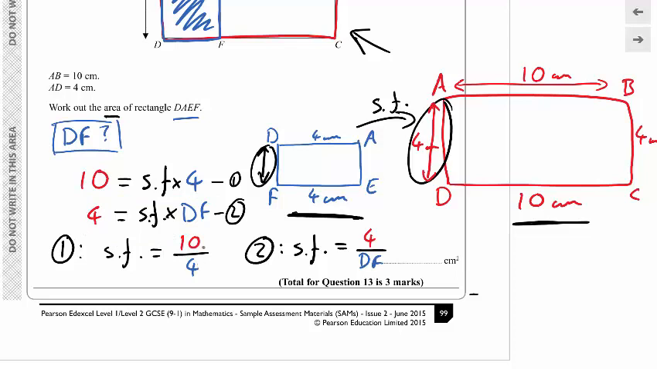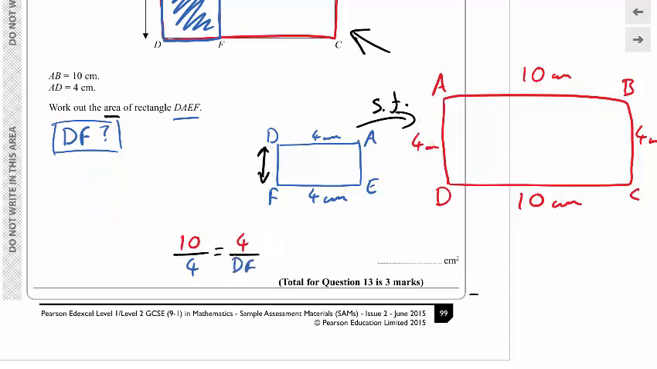I'm saying my scale factor SF is 10 over 4, and I'm also saying my scale factor is 4 over DF. Are you happy that that thing is the same as that thing? So I can just write them as equal. Now it's just a case of solving for DF. So how am I going to do that?